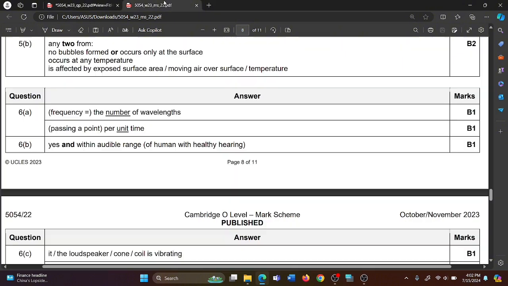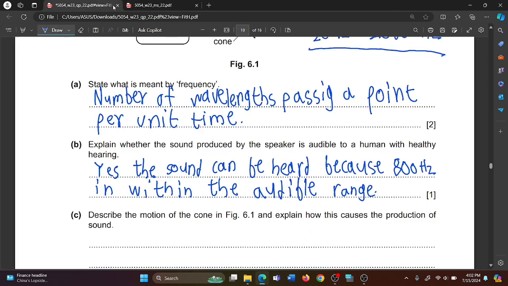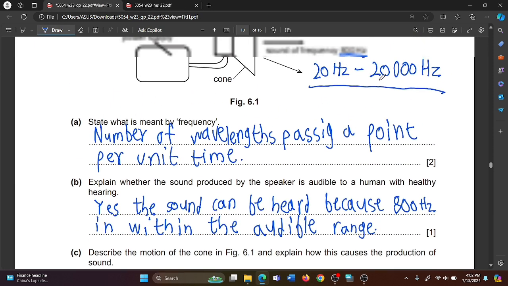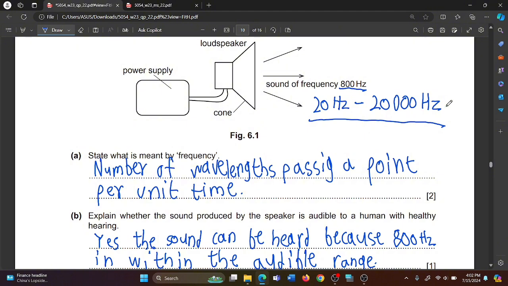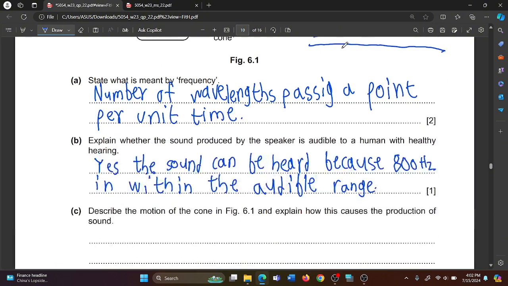Let's look at the mark scheme. The mark scheme says yes and within audible range. Thus, we got the mark because we wrote this: yes and within audible range. What is the audible range? 20 hertz to 20,000 hertz. So 800 hertz lies within this range. Thus, we can say this sound can be heard.